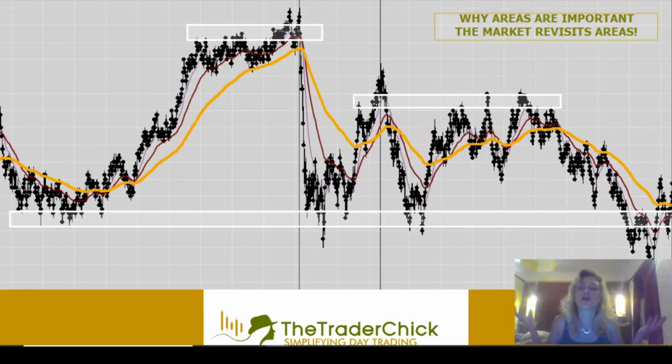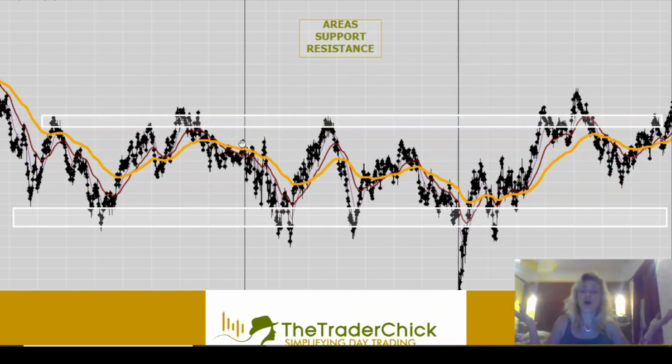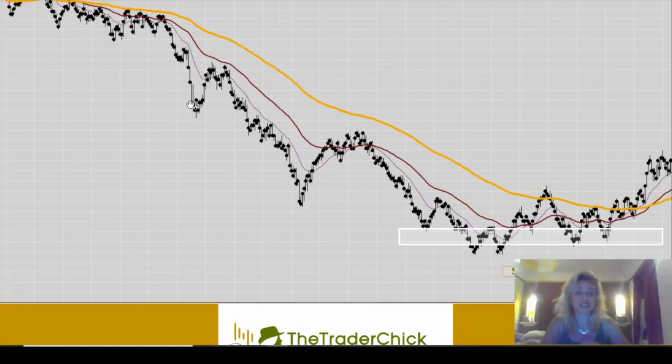So what are areas? What are these areas, and why are they so important? Areas are the support and the resistance areas. That's what they are. Do you guys know what support and resistance areas are? If you don't, sign up for my free mini course, simplifyingdaytrading.com, and I'm going to show you how important they are, how to spot them, and understand them. So let's get ready to learn a little bit more about support and resistance areas.